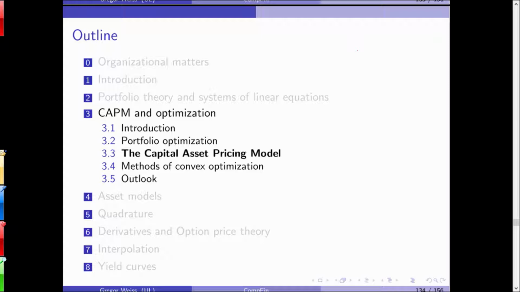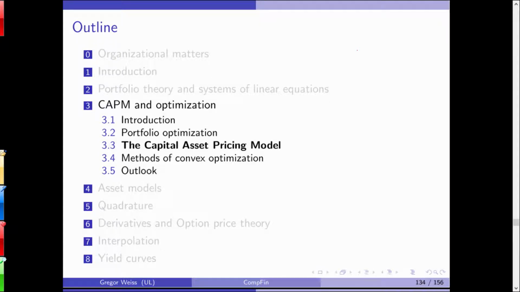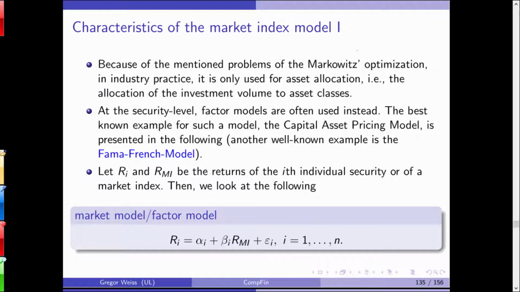Okay. So next, let's turn to the capital asset pricing model. Because of these mentioned problems of Markowitz optimization, you use it for asset allocation. And at the security level, you often resort to so-called factor models. And the capital asset pricing model is the most prominent example of such a factor model. There are also other factor models, probably even more famous nowadays is the Fama-French model.